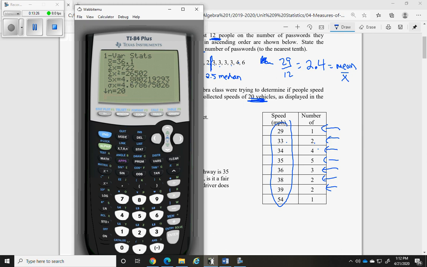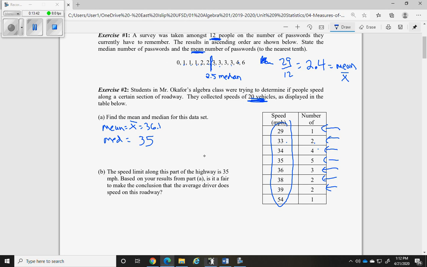I have 36.1 as my mean. You can see that this n is 20. There really are 20 pieces of data, even though I only entered it once. My median is 35. So I get the same answers. You could do it either way you choose. Just get the right answer, of course.